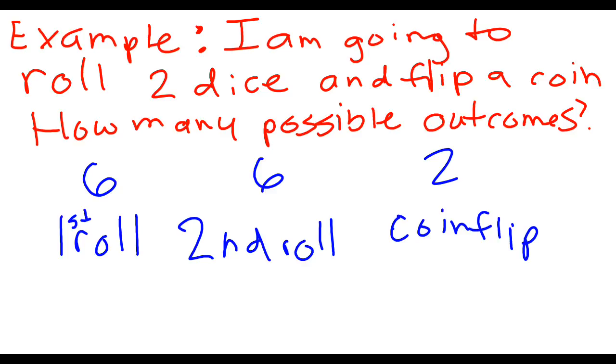So if you look back at the counting principle, it says that you need to multiply the possible events times each other. So we would do 6 possibilities times 6 possibilities times 2 possibilities. And if you do 6 times 6, that would be 36. And then 36 times 2 would be 72. So that means if I roll 2 dice and flip a coin, there are 72 different possible combinations I could receive doing this.